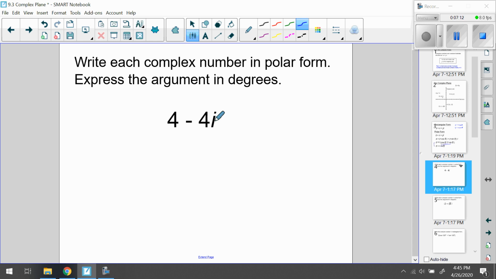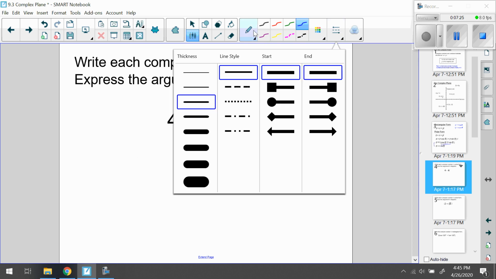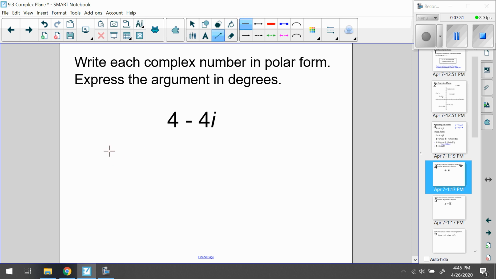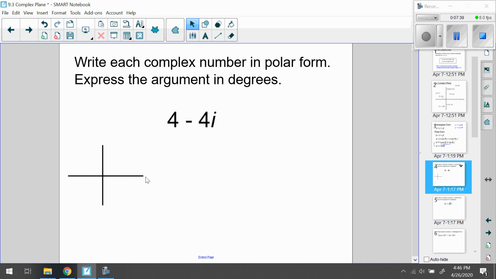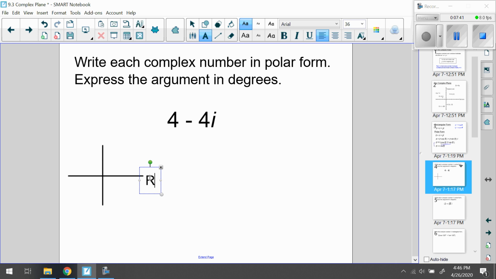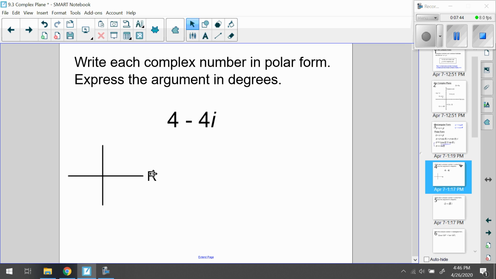And so this is our x value, and this is our y value. If I remember correctly, the book asks you to first sketch a graph, just a little sketch, if you will, of this. So if I were doing that, I would just make what we would formerly call the x and y axis, but now this is our real axis. I'm going to put an R for real, and then this would be our imaginary axis. So I'll put a lowercase i for imaginary.